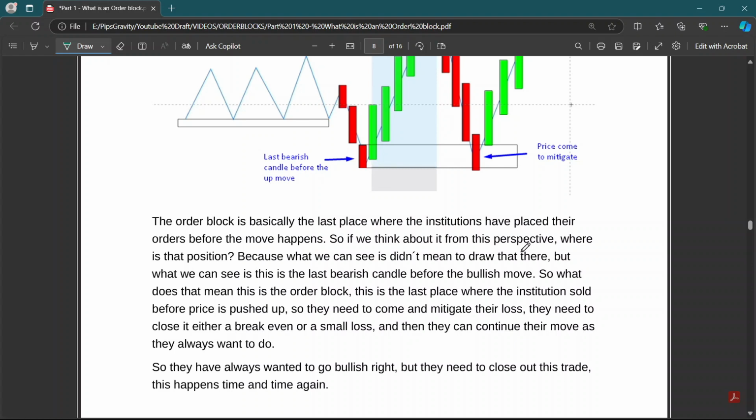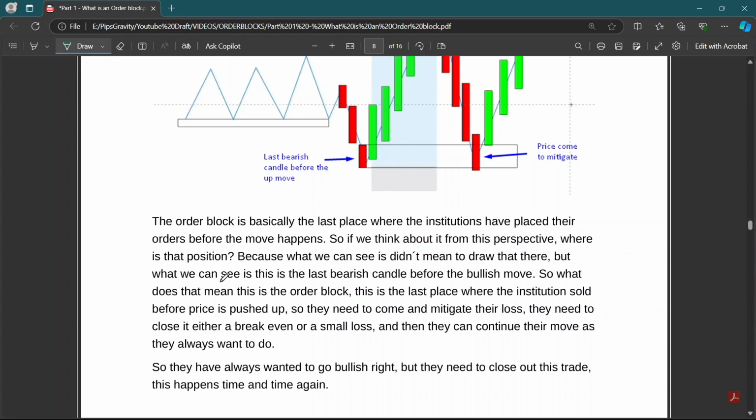If we think about it from this perspective, this is the last place where they placed their sell orders. So this is the last place where they will bring the price back to mitigate their sell orders. They don't want to operate at a loss, because if they leave these orders without mitigating them, they'll continue making losses as the price continues to go up and their sell orders have not been mitigated yet. So they have to come back and mitigate these orders. That's why we call it an order block, because it's the last place where they placed the sell orders.